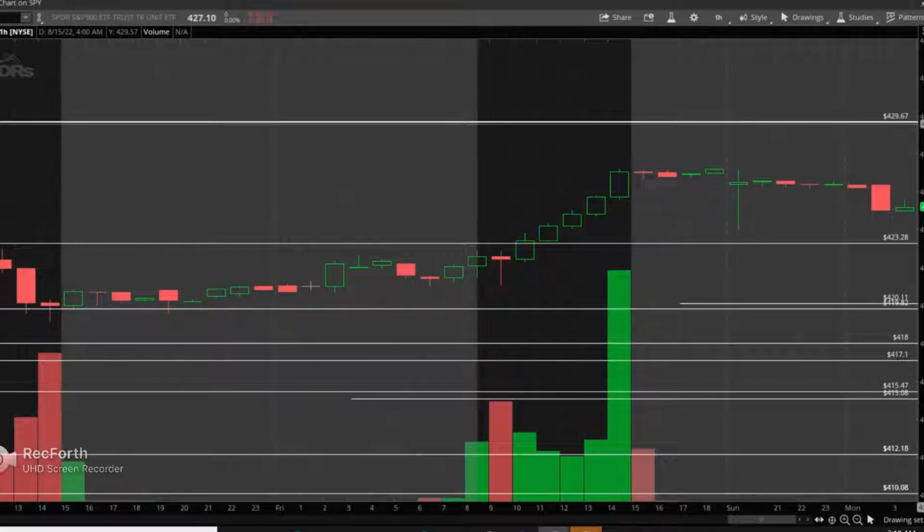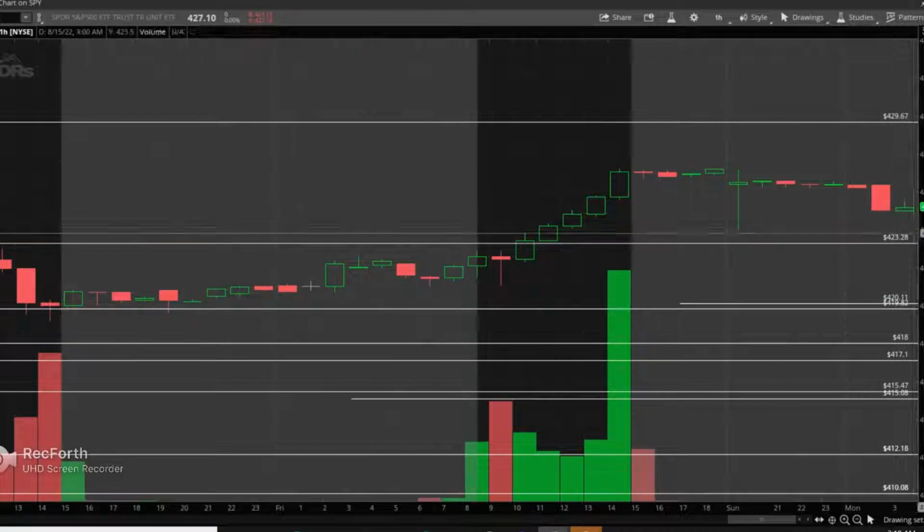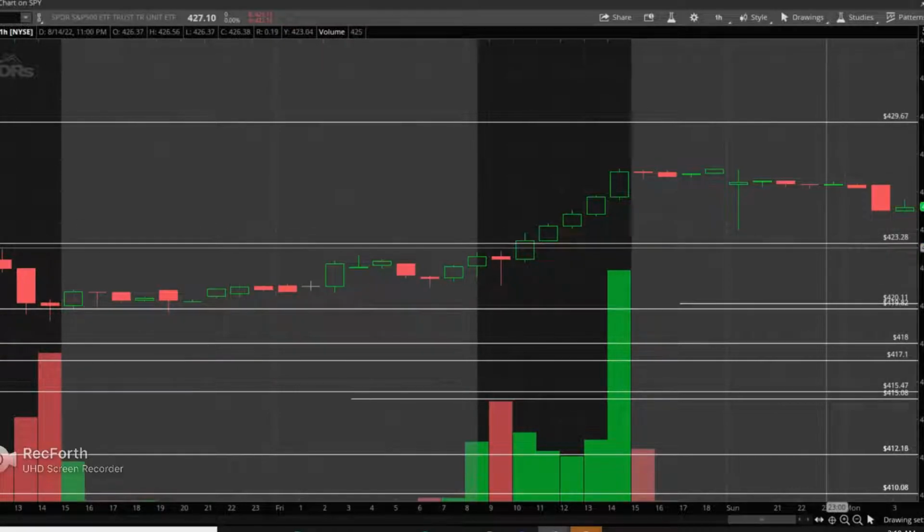Is it going to reject it? Is it going to push through? What is it going to do? Or is it going to fall back down to this 423? And again, when it gets there, I want to see what it's going to do. Is it going to act as support? Is it going to fall through, come back down? We want to see what it does. You know, give the stock time to tell you what it's doing.